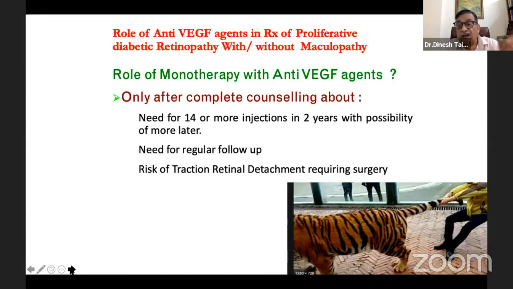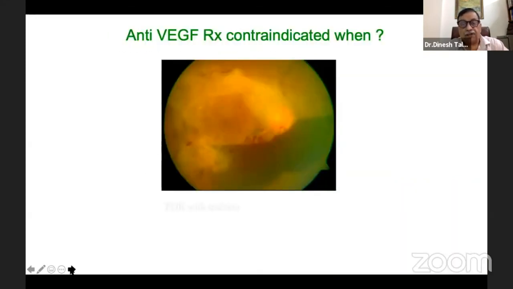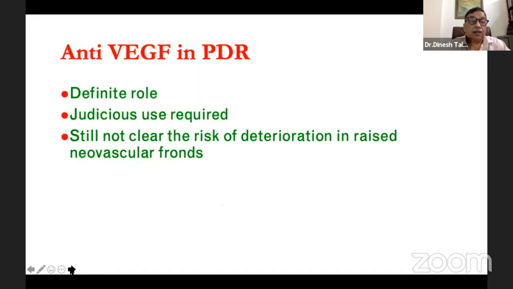You've caught it, never leave it. You don't leave it, you're safe. You leave it, and you may end up in trouble. Of course, in a patient like this, anti-VEGF treatment as monotherapy would be contraindicated. So, ladies and gentlemen, I conclude by saying anti-VEGF therapy for PDR has a definite role. Judicious use is required, and it's still not clear how much the risk of neovascularization is in raised neovascular forms if you treat them with monotherapy.